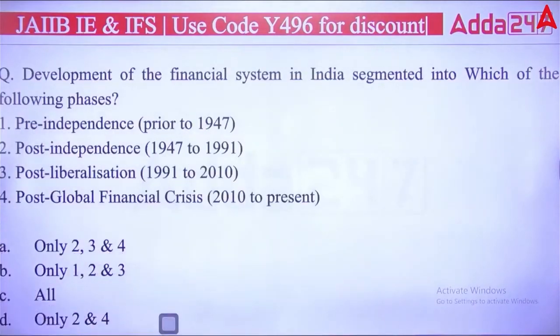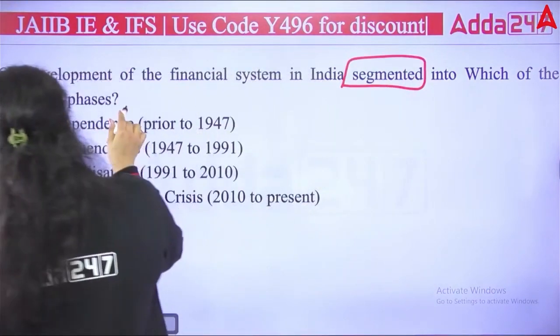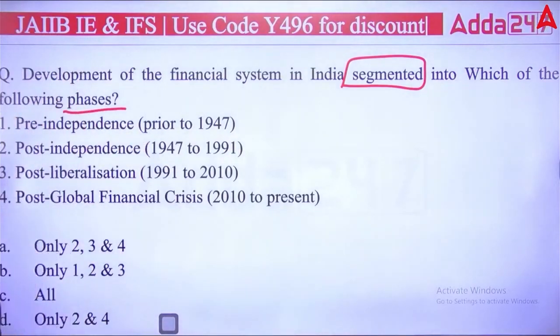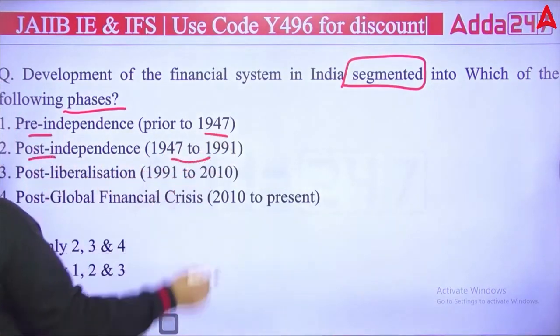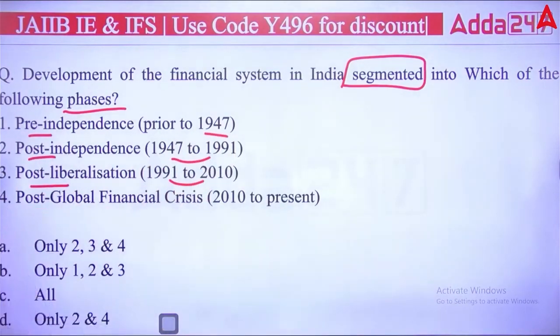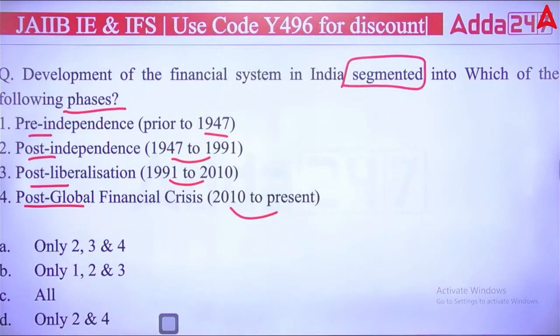Okay. Next question: development of the financial system has been done in segmented form into which of the following phases? There were certain phases in which we have seen the development of the financial system in the country. Out of these, which phase is part of the development of the financial system? First is pre-independence, prior to 47; post-independence, 47 to 1991; post-liberalization, 91 to 2010; post-global financial crisis, 2010 to present. So which of these 4 are the phases by which we have seen the development of the financial system? A, B, C or D?